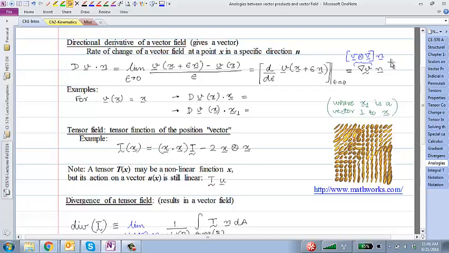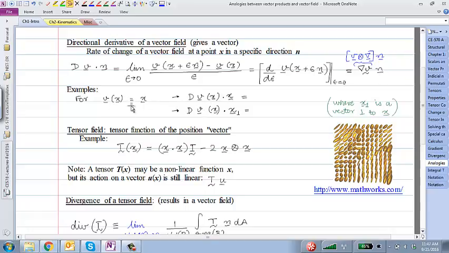Question: the directional derivative of a vector field will be what? A scalar, a vector, or a tensor? A vector, right? Yeah, because indeed this is a tensor, and a tensor acting on a vector should give me a vector. And since it is associated with each and every point in the space, it does give me a vector field. Let's take a couple of examples.